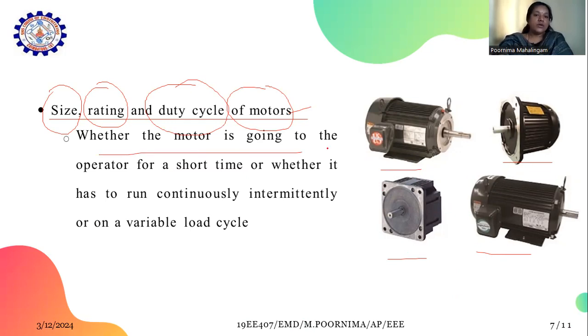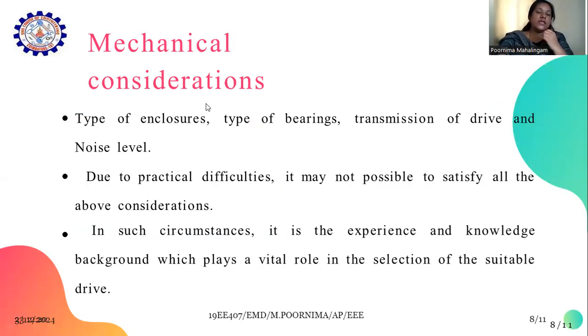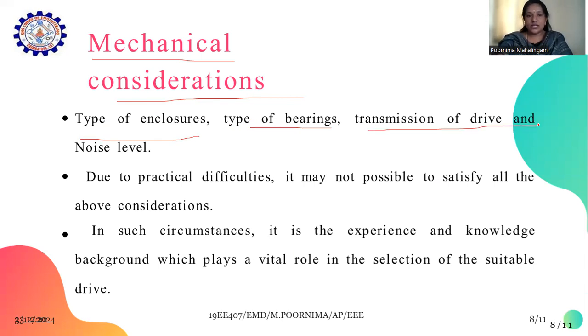So whether the motor is going to operate for a short time, or run continuously, or intermittently, or with a variable load, based on the load, the running time and the duty cycles, we have to choose an electric drive. Next are the mechanical considerations: the types of enclosures, types of bearings, transmission of drives and noise levels. These are also important factors we have to consider before choosing a drive.